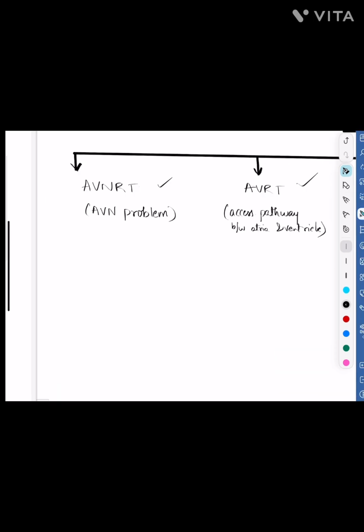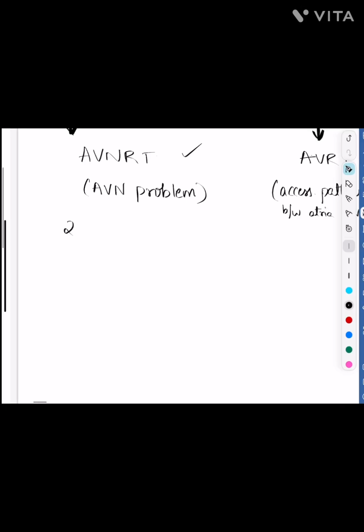So let's discuss in detail about AVNRT. What did we say about AVNRT? AVNRT was basically AV node reentrant tachycardia. What does this mean? It means there's a problem in the AV node due to which there is re-entry of electrical current. There are two requirements for this. The first one is there should be dual pathways.